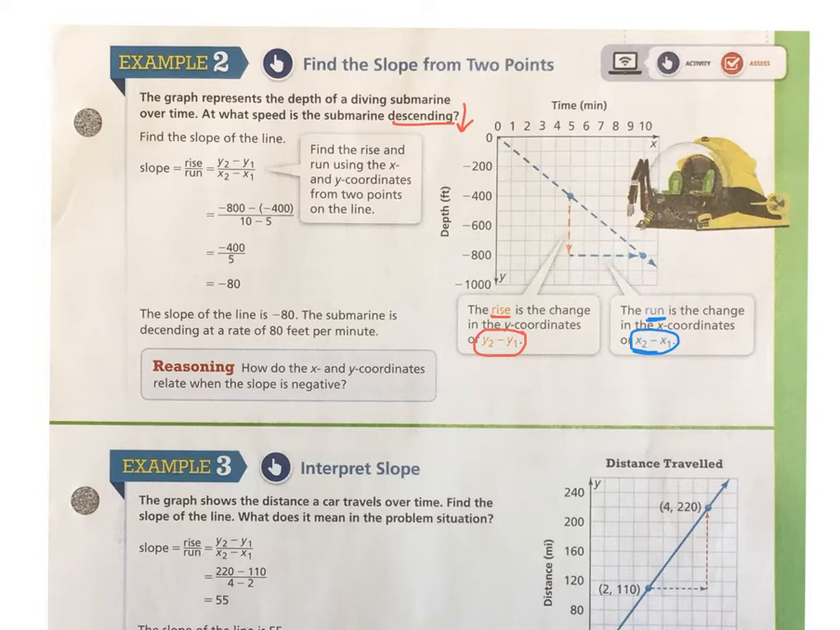So as you look at these 2 points on the graph, the first point looks like the point 5, negative 400. And the second point is the point, let's say, 10, negative 800. We are going to use those values as your x's and y's. Now, it doesn't matter which point you call the first point and which point you call the second point.